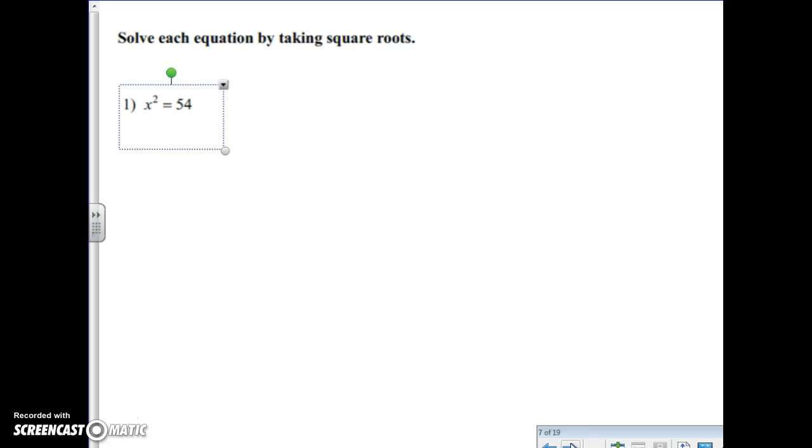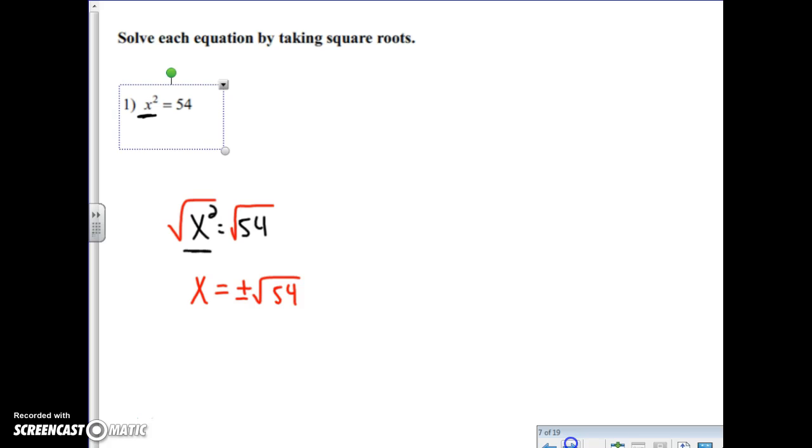When I look at square roots, the goal is for me to get x squared by itself, or whatever is being squared by itself. So I'm looking at x squared equals 54. My x squared is by itself, so all I have to do to get rid of x squared is take the square root of both sides. When I do that, I get x equals plus or minus square root of 54.